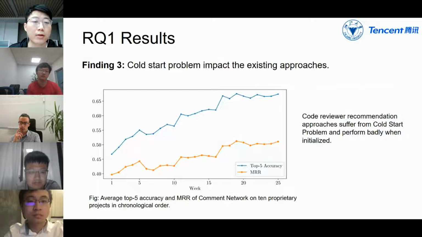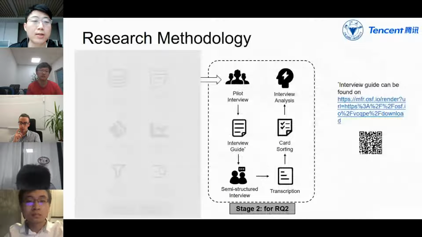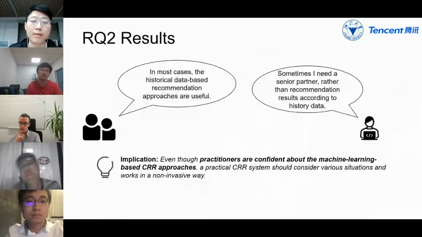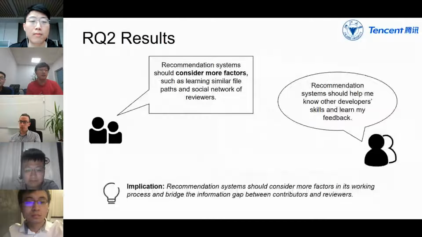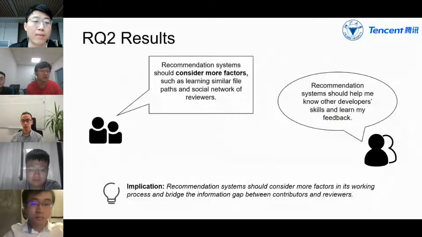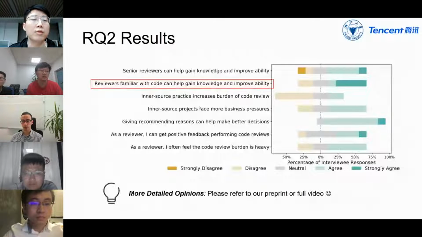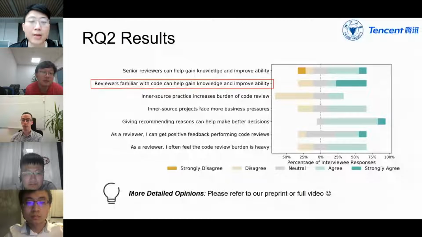For the second research question, we had many detailed opinions. In summary, we can see that practitioners are confident about the machine learning-based code review recommendation approaches. And they also consider many more factors. For example, they may want reviewers familiar with the code to help them gain knowledge or to help them improve their ability. And for the time limitation, there are more detailed opinions.